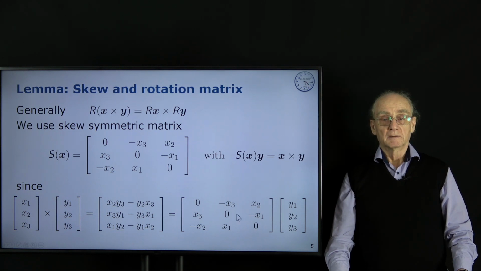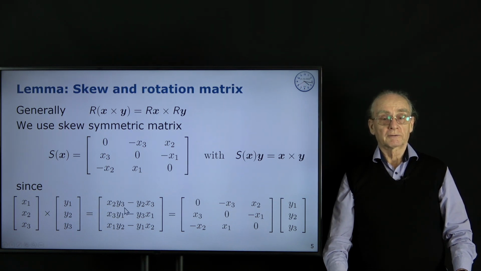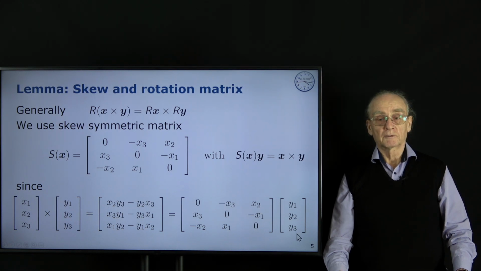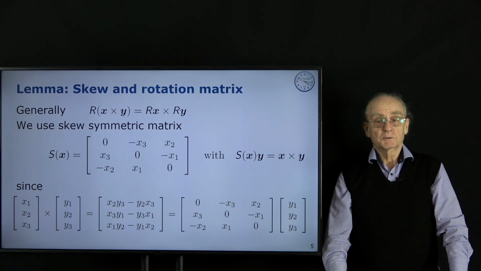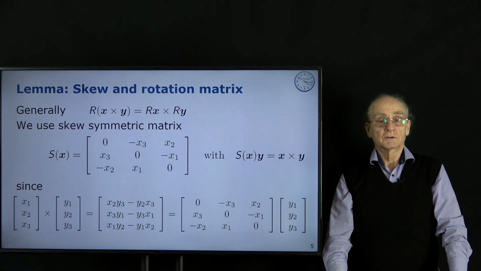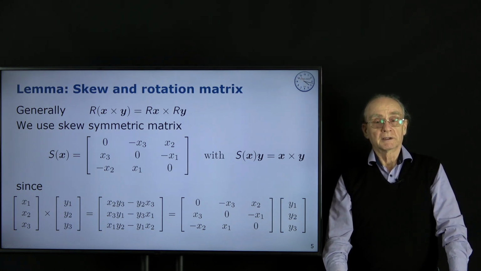That means we can write this as a matrix vector product here with y, and if we now fill this matrix, we find out that we have to multiply, for instance, x2 with y3 positively, this is this one, x2 multiplied with y3, etc. That means we can write the cross product in terms of a matrix vector product using the skew-symmetric matrix of the first vector.